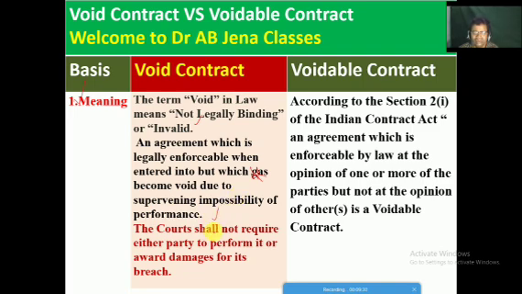But the court shall not require either party to perform it or award damages for its breach. So a void contract is invalid. But according to Section 2(i) of the Indian Contract Act, an agreement which is enforceable by law at the option of one or more of the parties but not at the option of the others is known as a voidable contract.